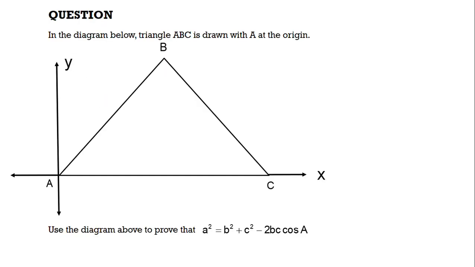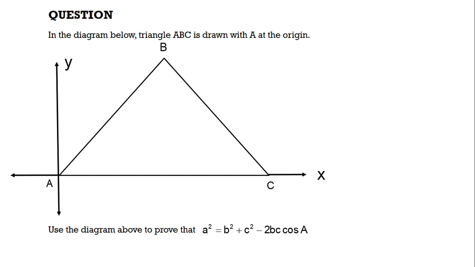Now the question will most likely present itself in this version, where it says in the diagram below, triangle ABC is drawn with A at the origin. In some questions, B will be at the origin, and in some questions, C will be at the origin. So in this case, it's A that is at the origin, and this dictates the type of proof that you are going to be asked. So it says, use the diagram above to prove that small letter a squared is equal to that.